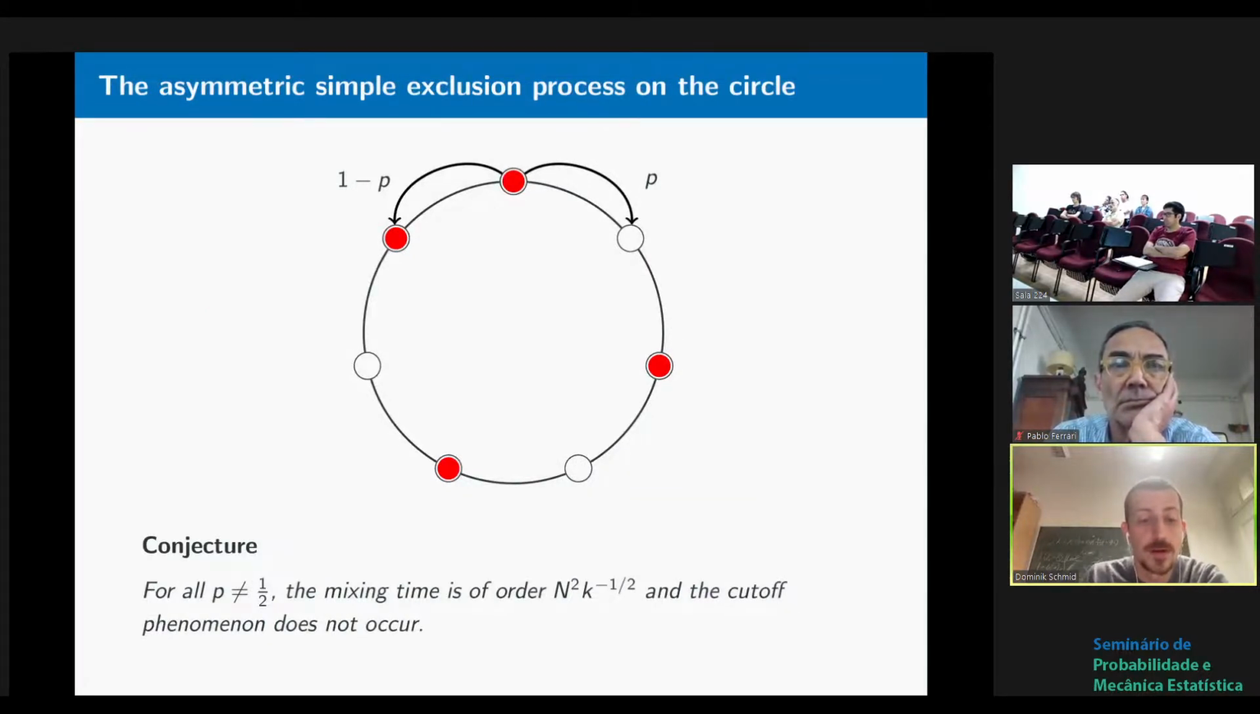Okay, and let me come to an end of the talk by presenting an open question. It's something I was saying earlier, but let me highlight it here again. We have the nice results in the case where p is equal to a half due to IMPA. And now we also know what's happening in the case where p is equal to 1, but any other case, p not equal to a half, still remains open. But it's conjectured that also in this case, the mixing time should be of order n squared k to the minus a half, and that the cutoff phenomenon does not occur.